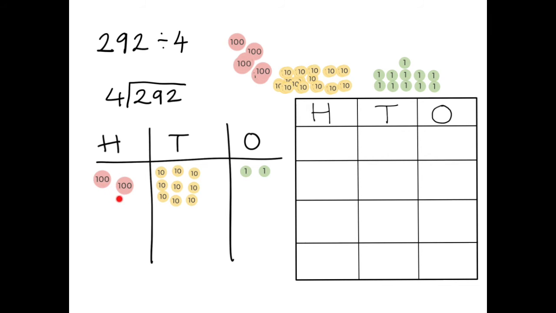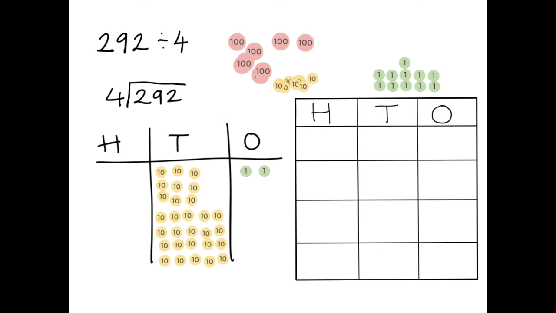There aren't enough hundreds for that to happen, so I will need to exchange my hundreds and regroup in the tens column. Let's take this 100 out, and I will bring in one lot of 10 tens, and do the same with the second 100. And you can see now that I have regrouped and have 29 tens in my tens column. You can see 29 tens, or 290, and 2 ones. This means I can now look to see how many groups of 4 tens I can divide my tens by.